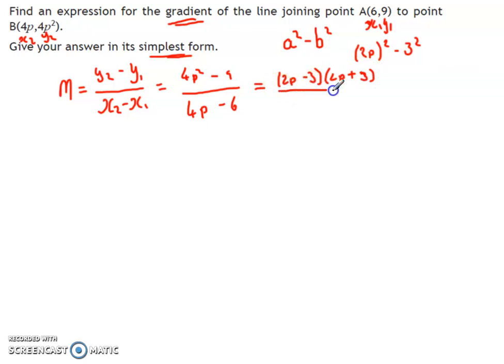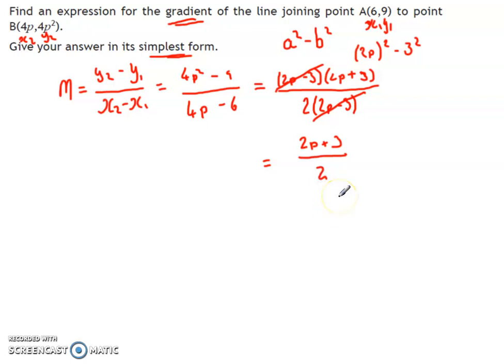What I would then do is look at the bottom and see if I could factorise that. So 4p minus 6, is there a common factor? Yes, I could take a common factor of 2 out of both of those. So I get 2 bracket 2p minus 3. Now I look between the top and the bottom and see if there's something I can factorise. Well, the bracket 2p minus 3 appears on both the top and the bottom, so what I can then do is cancel that bracket out from both. So I can cancel it out from there, cancel it out from there, and then what I'm left with is 2p plus 3 on the top, all over 2.